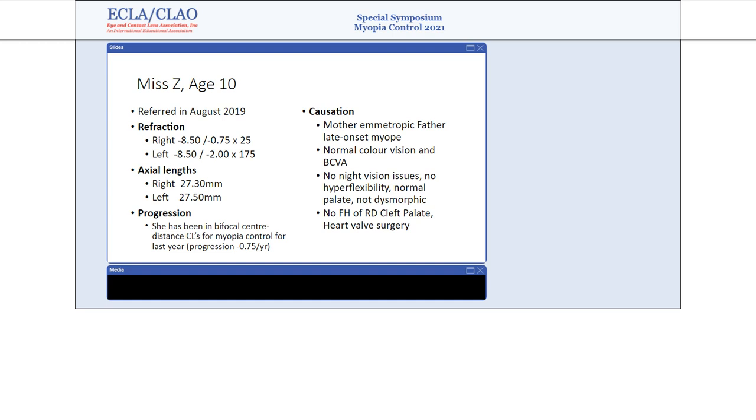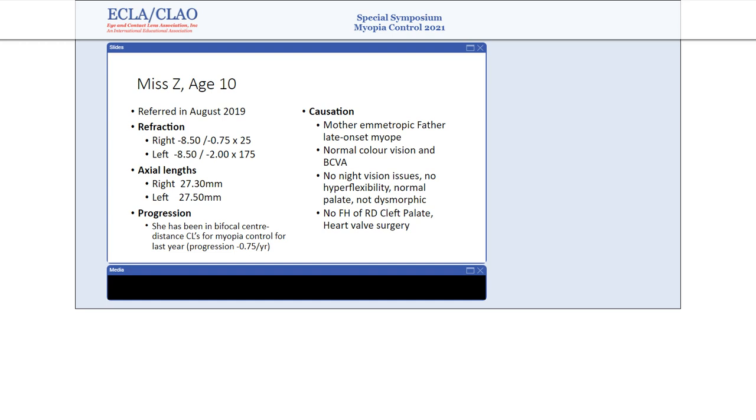In terms of causation, mother was emmetropic, father a late onset myope, normal color vision, normal BCVA. The next questions here on causation are my run-through list, very good for picking up issues in a very quick way: night vision, hypermobility. There are five things you can do very rapidly in the clinic just for looking for connective tissue problems. I always look at their mouth. I always joke that it makes me feel like a proper doctor because I get my kids to say ah and I look at their mouth.